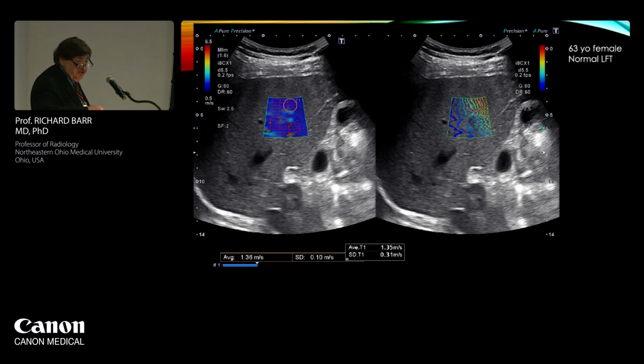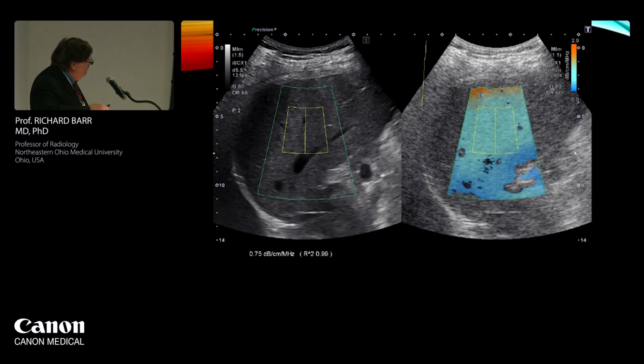And again, I'm just going to give you an example. We're doing the shear wave speed, and it also calculates the dispersion slope. So with one push, we get both of that information. If you want, you can also do fat with one push.